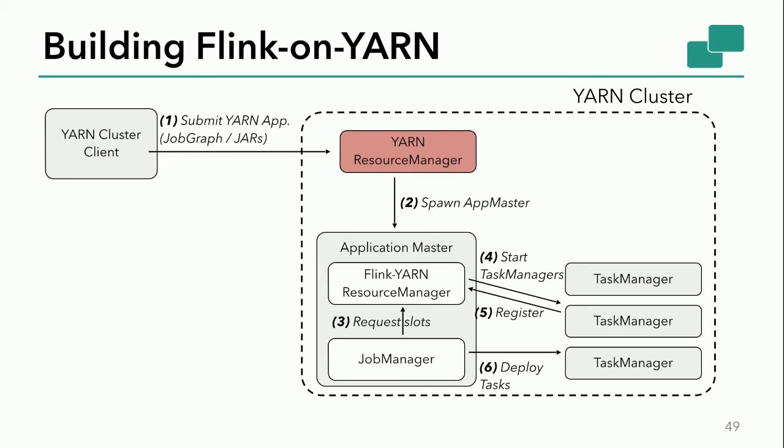The resource manager receives all this stuff. It spawns the application master, which is a YARN construct, which holds inside of itself the job manager and the resource manager that's part of Flink. And the rest of this pretty much works in the same way I've been talking about before.